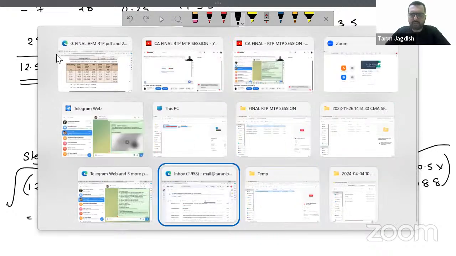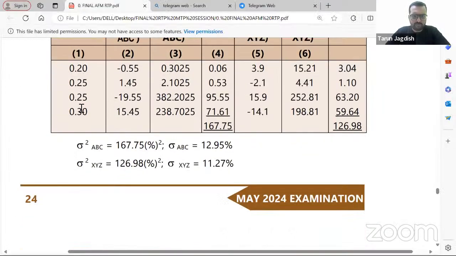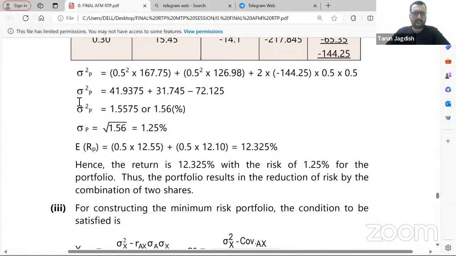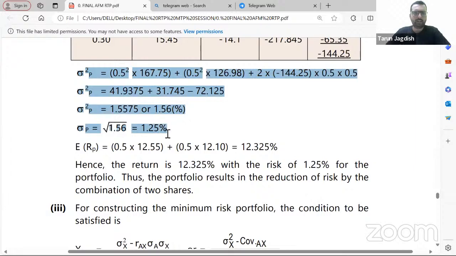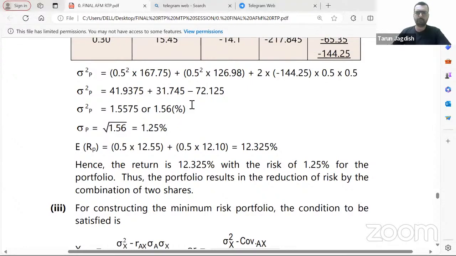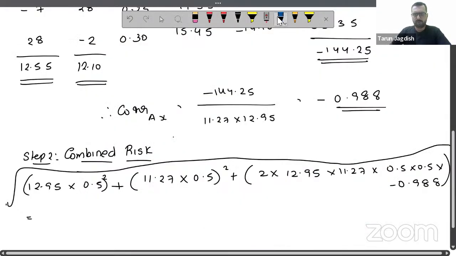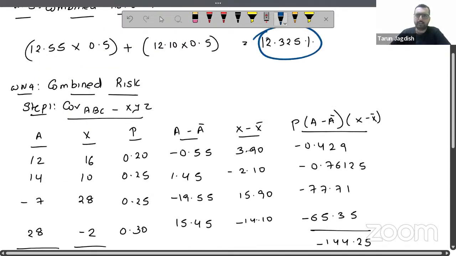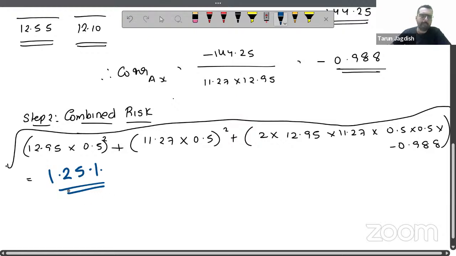In the meanwhile, I'll just check the solution also. Covariance, we got the same, minus 144, into 2 into this into 0.5, 0.5, this, that. I think you get the combined risk as 1.259. Do you get the answer as 1.25% over here? Okay. Yes. Fine, perfect. So you get the number as 1.25%. So friends, we have got the combined return over here, that is 12.325, and we have got the combined risk, that is 1.25%. Everybody clear so far? Perfect.